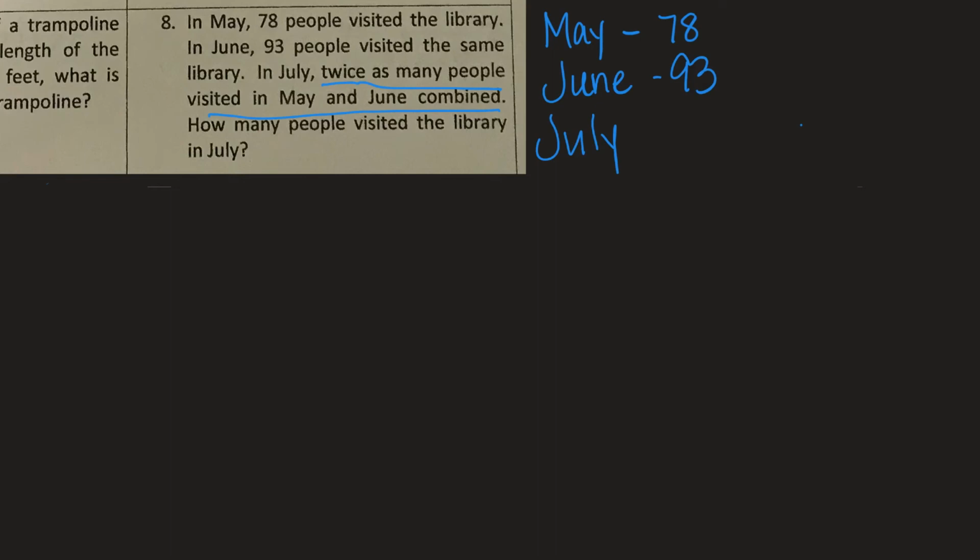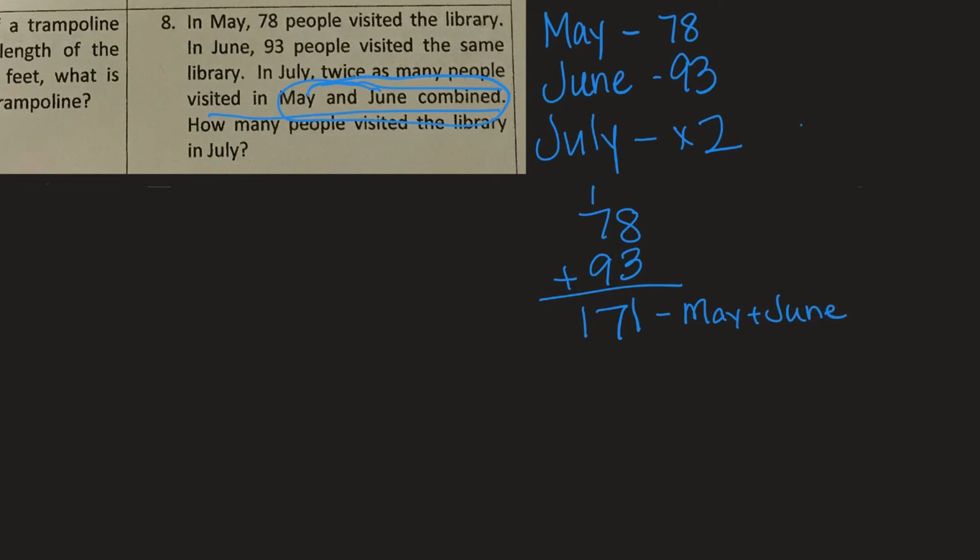So twice would be 2. So I know I'm going to multiply something by 2. And it says May and June combined. So combined would be add, put it together. So I'm going to start by adding the number from May, 78, and the number from June, 93. And that's 8 plus 3 is 11. I write the 1 and I carry the 1. 9 plus 1 is 10, plus 7 is 17. So in May and June, together, 170 people came to visit the library.